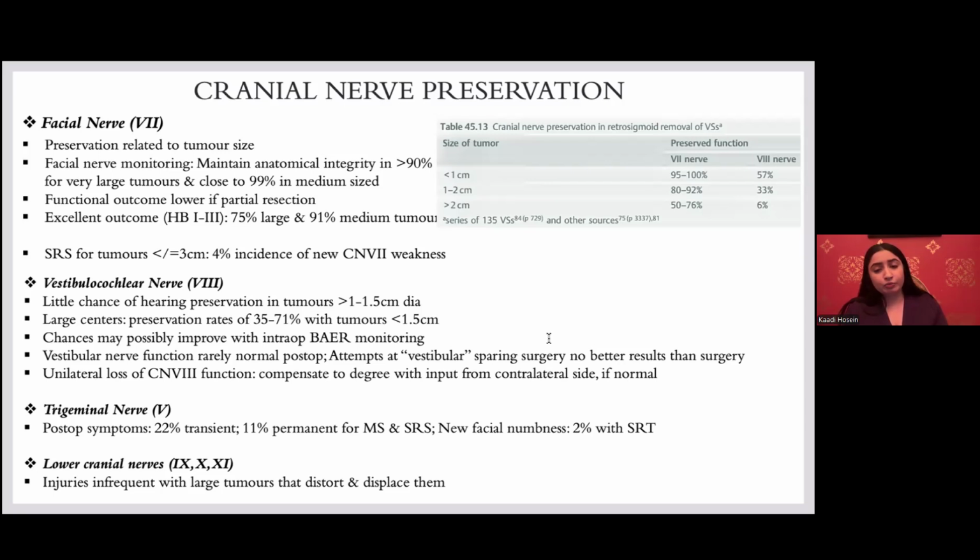Hearing may rarely be improved postoperatively, and vestibular nerve function is rarely normal post-op. And attempts at vestibular sparing surgery have shown no better results than surgery not specifically addressing the issue. Most patients with unilateral loss of the vestibular nerve function will learn to compensate to a significant degree with input from the contralateral side if normal. We also have postoperative trigeminal nerve symptoms, which can occur transiently in 22% and permanently in 11% following microsurgery, and these are similar to results of SRS, with new facial numbness occurring in 2% with stereotactic radiotherapy.